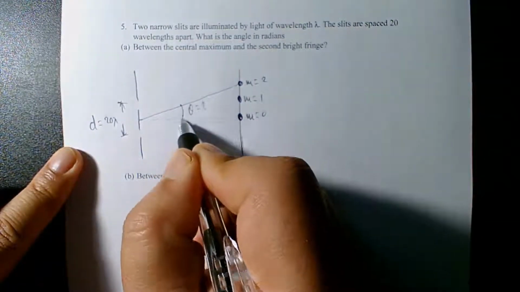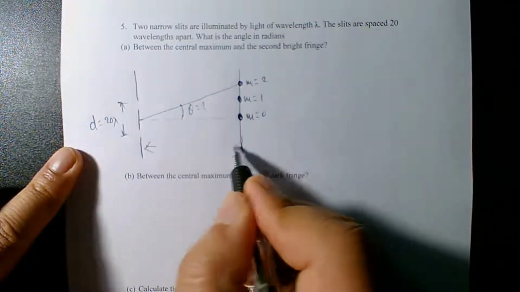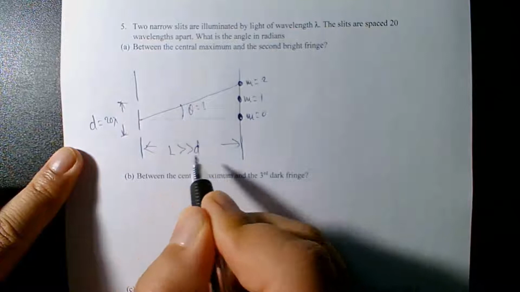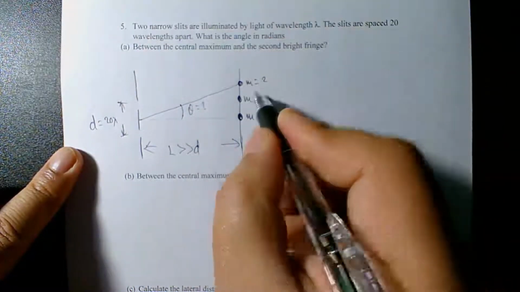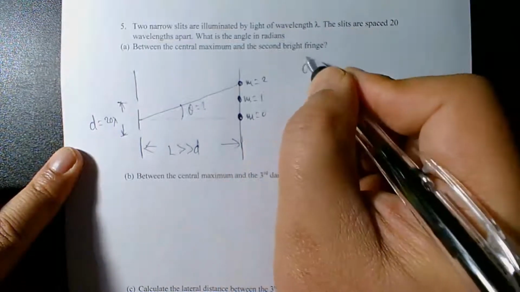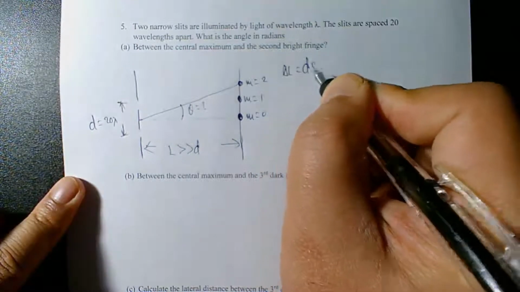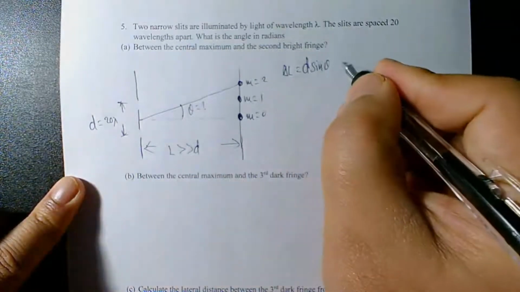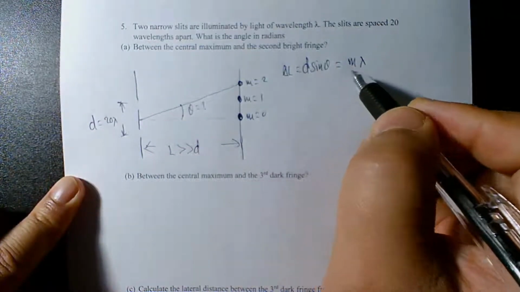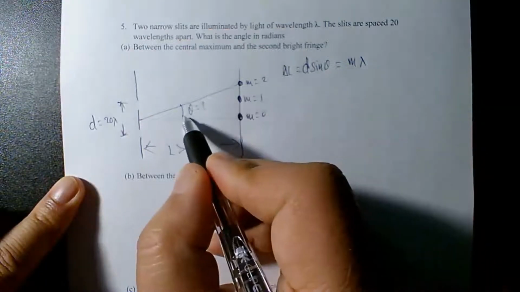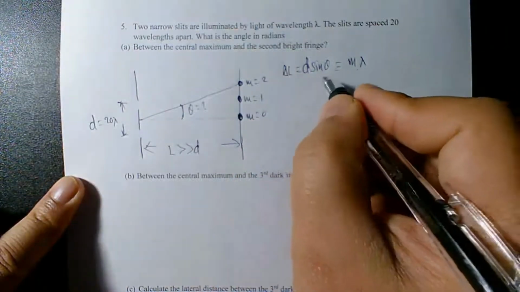This angle. Since you are given D, and the condition is that L has to be much bigger than D, then you can use the condition for constructive interference for the second bright fringe. The path difference, delta L, is D sine theta in a double slit, and it has to be m times lambda to produce constructive interference bright fringes. And m is 2 because it's asking for the angle of the second bright fringe from the central line. So m is 2, and then you find theta.